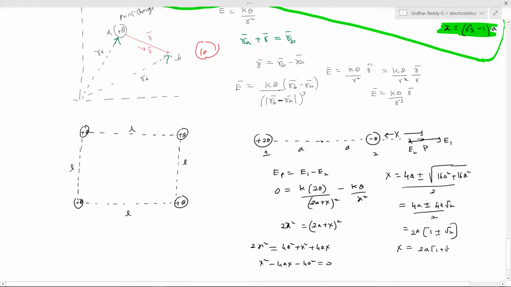So X equals 2A times (1 plus root 2) is one value, and X equals 2A times (1 minus root 2) is the other. What about this 2A, 1 plus root 2? Root 2 is 1.41. X negative, 2A minus root 2, root 2 is 1.41, so 0.4, 0.8, X will be. I think this is not possible, no? I'll take this one out. So the field will be 0 at a distance of 2A times (1 plus root 2) from point charge q, because the X is what I measured from here, X equals 0.